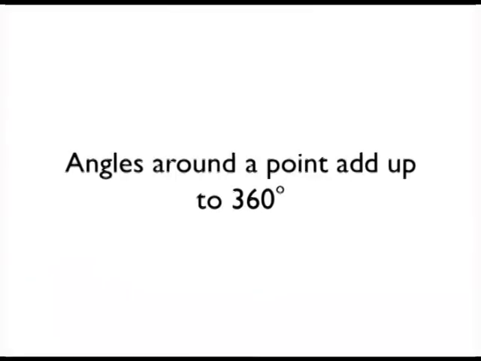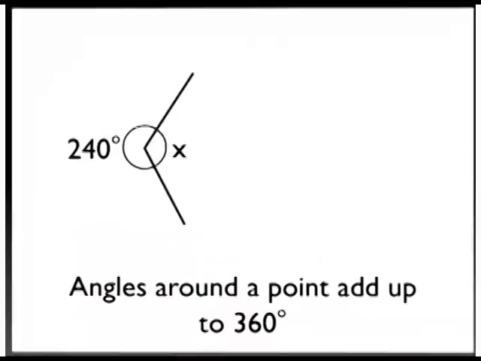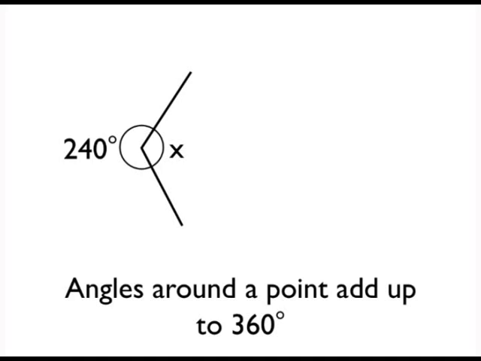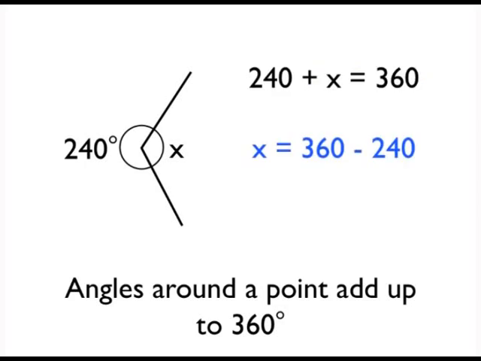The thing is, angles around a point add up to 360 degrees. So if you have two angles at a point, the reflex angle is 240 degrees and the obtuse angle is x. We can find the size of x. We simply say 240 plus x is equal to 360 degrees. Then x is equal to 360 minus 240, and x is 120 degrees.